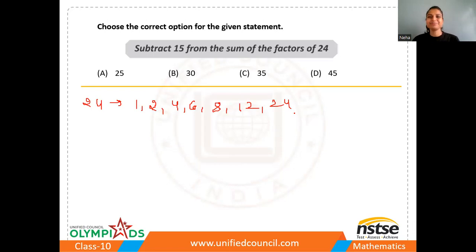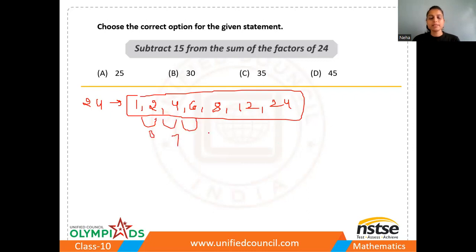Now I have to add all these numbers. So 1 plus 2 is 3, 3 plus 4 is 7, 7 plus 6 is 13, 13 plus 8 is 21, 21 plus 12 is 33, and 33 plus 24.